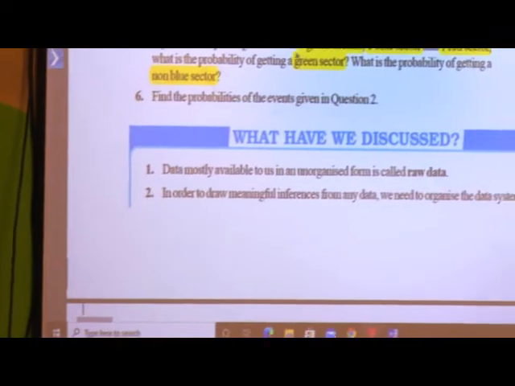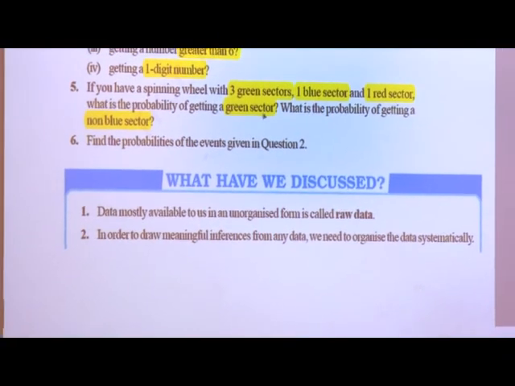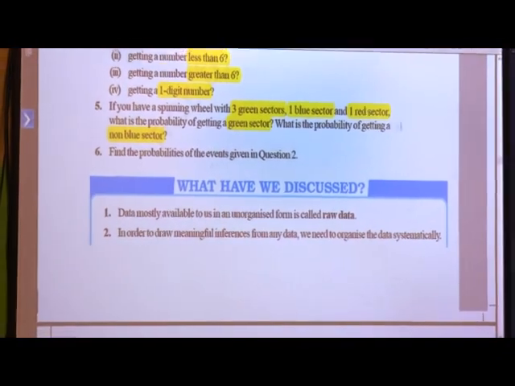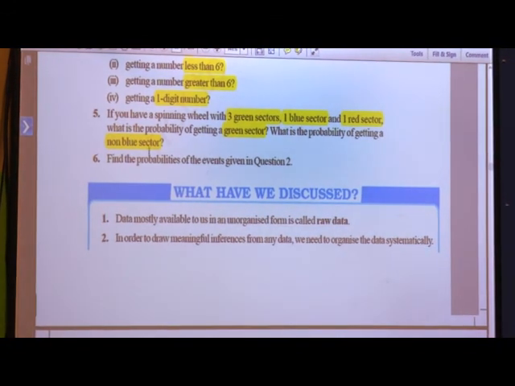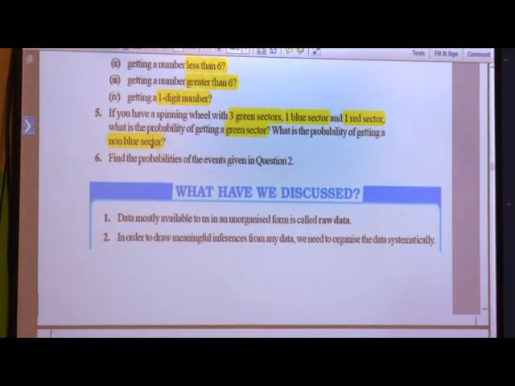In the previous session, we had seen question number 5 of exercise 5.3, in which we had a spinning wheel with 3 green sectors, 1 blue sector and 1 red sector. What is the probability of getting a green sector? What is the probability of getting a non-blue sector? This we had seen in the previous session.